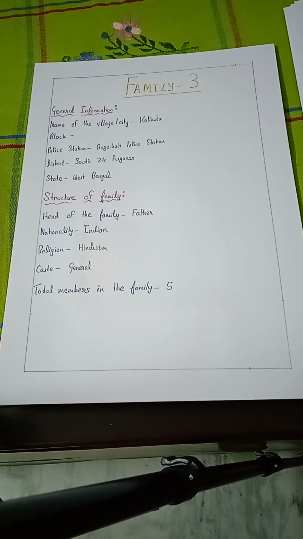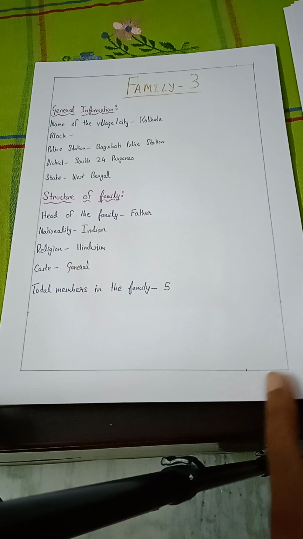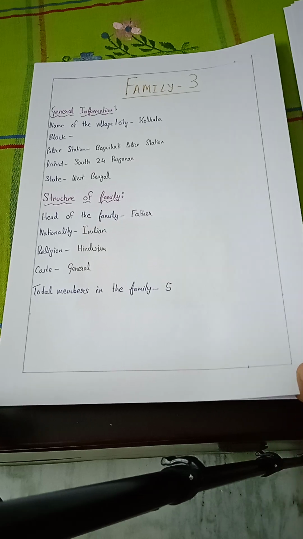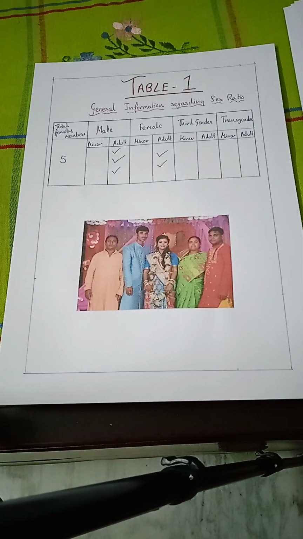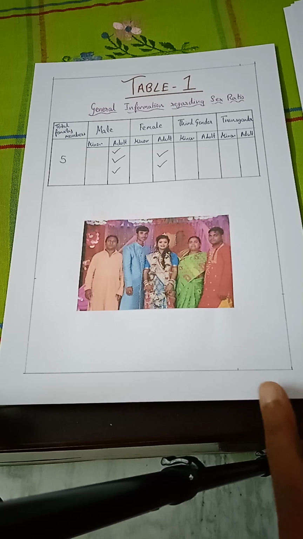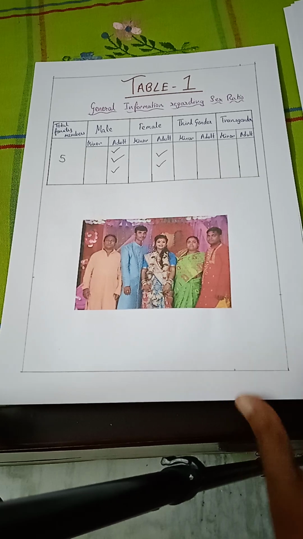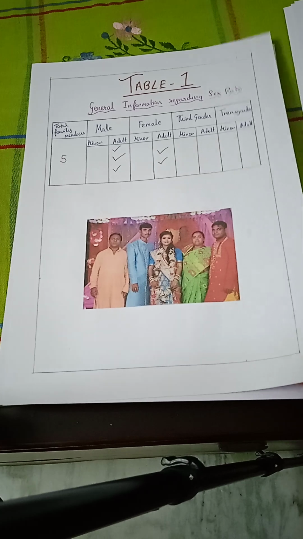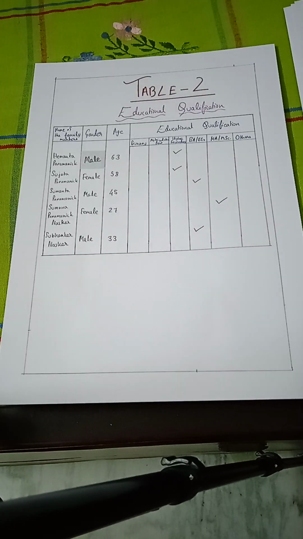The next is the third family. As you can see, same thing, general information, structure of the family. Here in the same way, table 1, general information regarding sex ratio, you have to give a picture. Then again table 2, educational qualification.